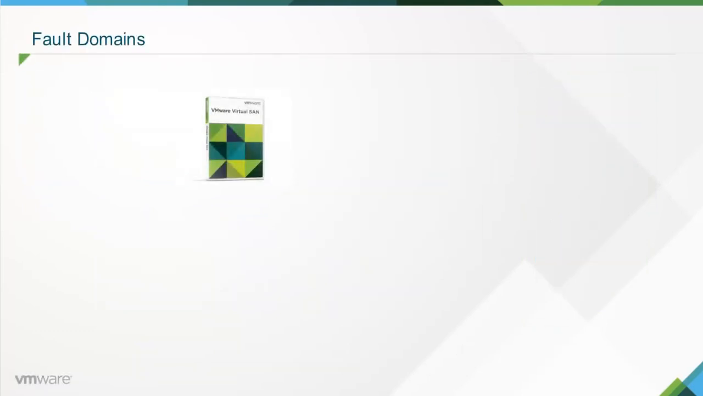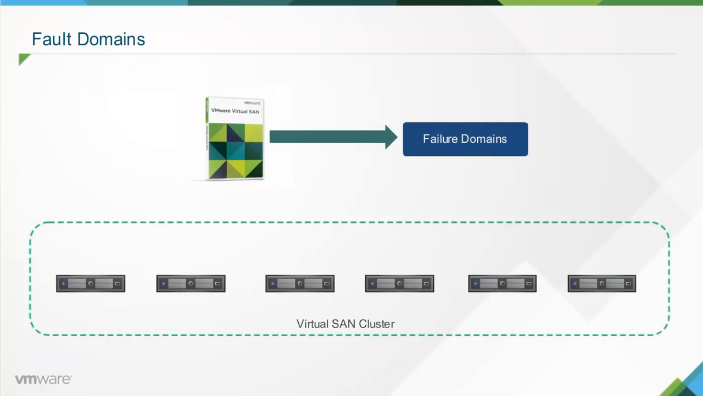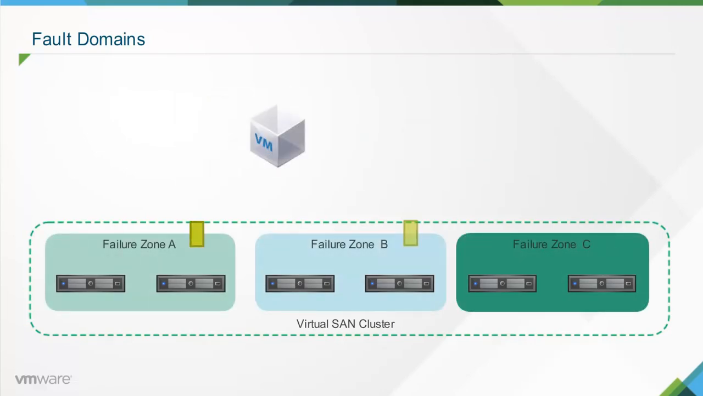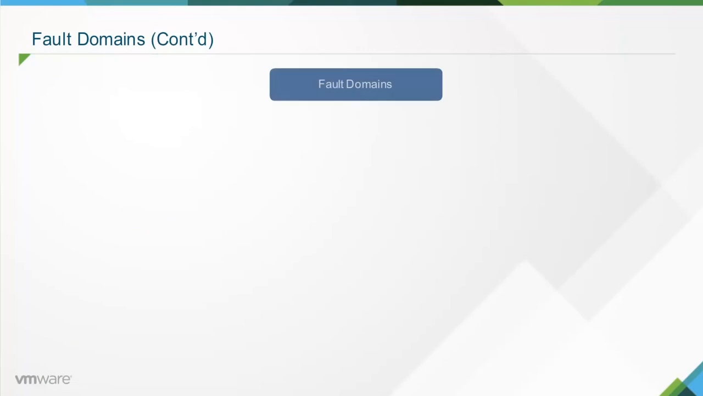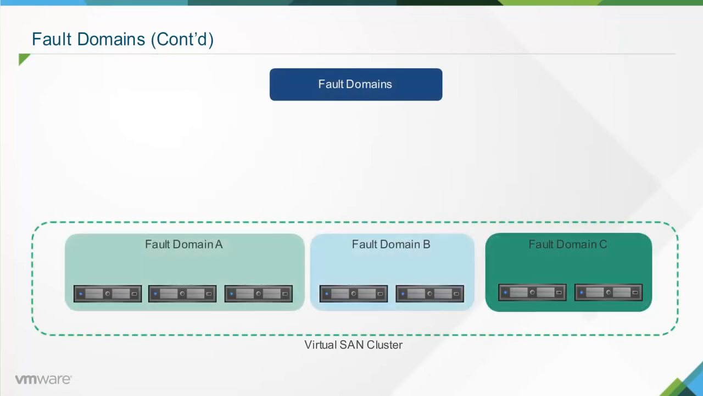Virtual SAN 6.0 supports failure domains by allowing grouping of hosts in a Virtual SAN cluster into different logical failure zones. This ensures that the replicas from a virtual machine are not provisioned onto the same logical failure zones. Failure domains are not metro or stretched clusters. Fault domains provide the ability to group hosts within a cluster and define failure domains. Virtual SAN fault domains ensure that the replicas of virtual machine data are spread across the defined failure domains.